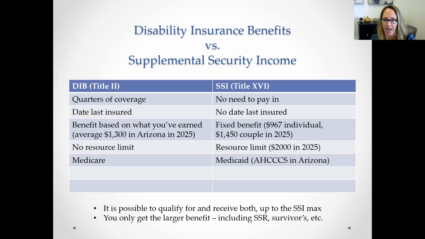So some people actually are getting some money from each program, but the most you can get is the largest one. So if the larger one is SSI, you're only going to get $967. On the other hand, if you qualify for both, but then your disability insurance benefit is $1,200 a month, that's obviously more than the $967 SSI max. You can only get the bigger one. So you'll only actually end up getting the SSDI in that case. Okay, moving along.